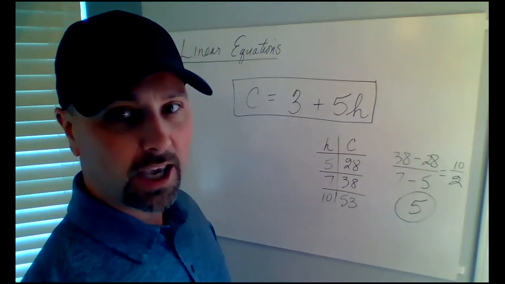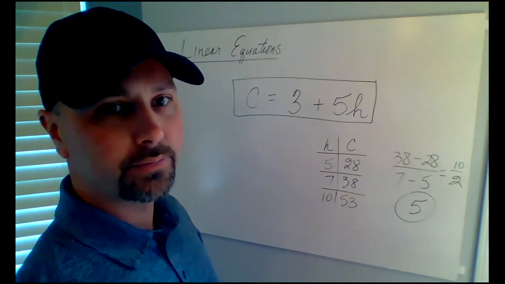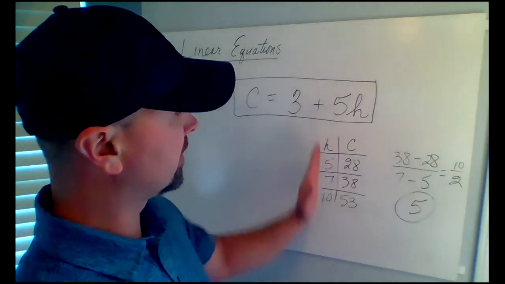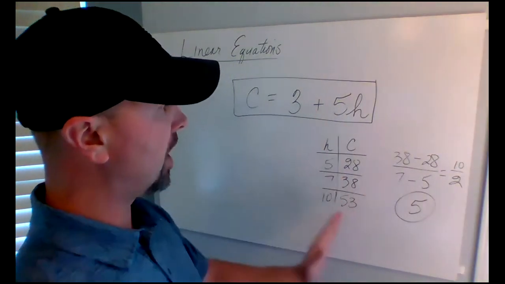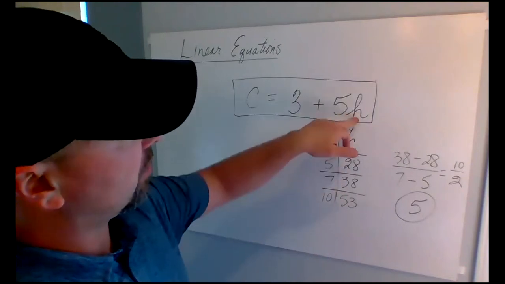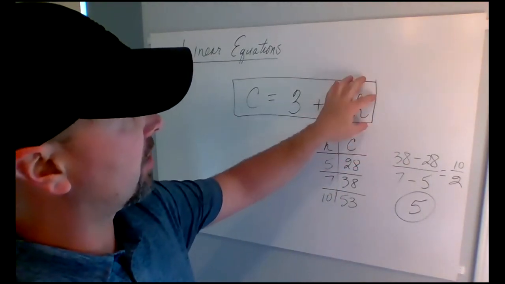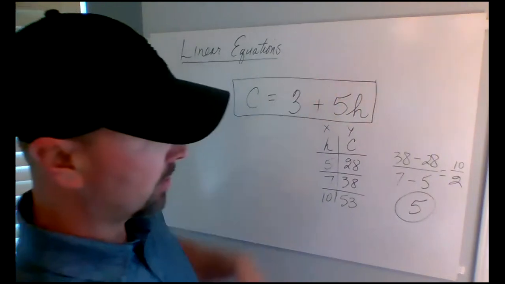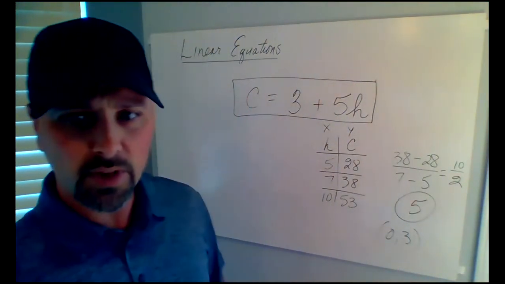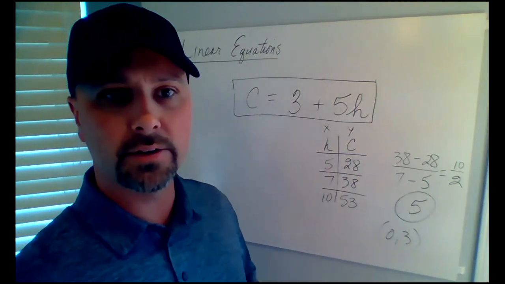Slope is 5. And the y-intercept, remember that's where on the y does the line cross when x is 0. So remember, this is x and y. So when x is 0, what's y? 5 times 0 is 0 plus 3. So the y-intercept is (0, 3).